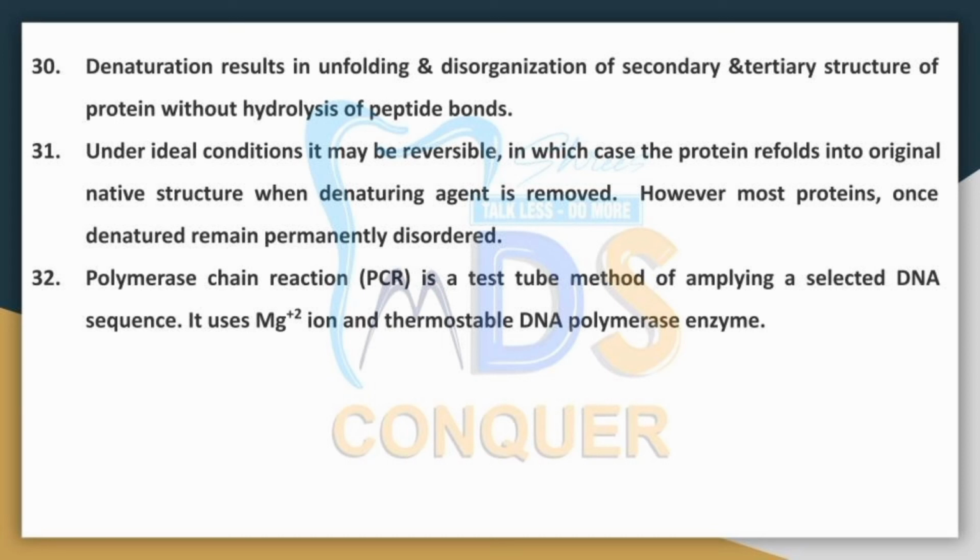The polymerase chain reaction is a test tube method of amplifying a selected DNA sequence. It uses magnesium ion and thermostable DNA polymerase enzyme.